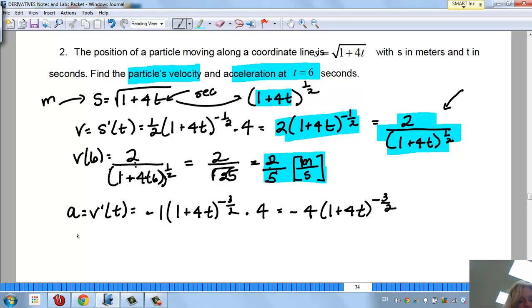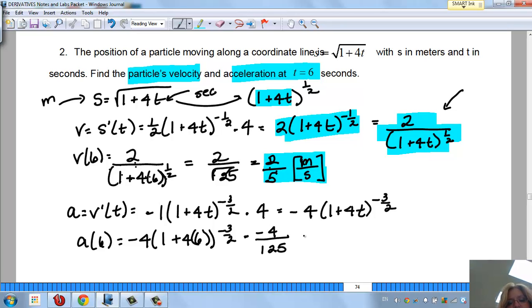If I want the acceleration at 6 seconds, the acceleration at 6 seconds is going to be negative 4 times (1 plus 4 times 6) raised to the negative 3/2, or negative 4 over 125, and it's going to be meters per second squared.